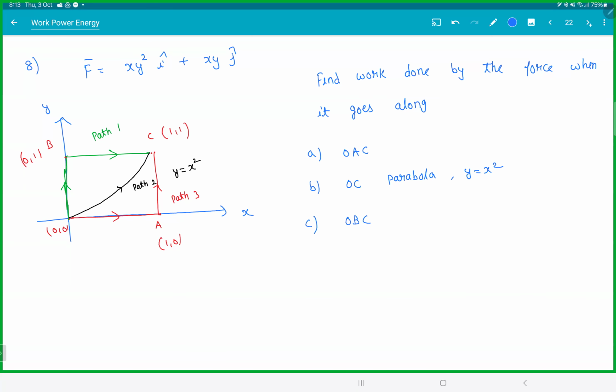Any answers for the first one? Let's start with OAC. Should I show you one? Try. I'll give you a minute, then I'll show you for OAC.